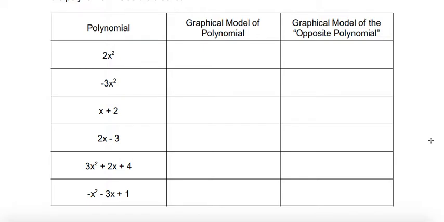So if I just have a monomial, so that's what 2x squared is, it's just one term. The graphical model of this polynomial, so 2x squared, would be two large x squareds, so two large squares to represent my 2x squared. The graphical model of the opposite polynomial would be the two large squares, but this time they're colored in to show that they're negatives.